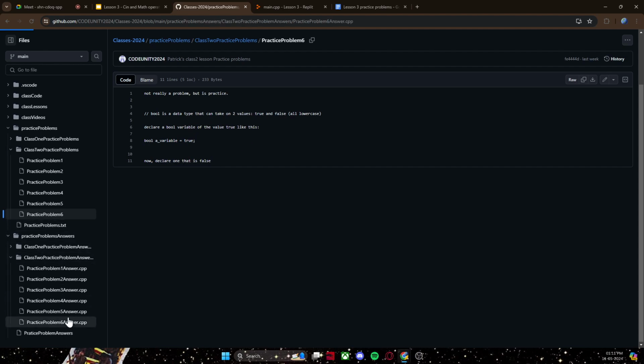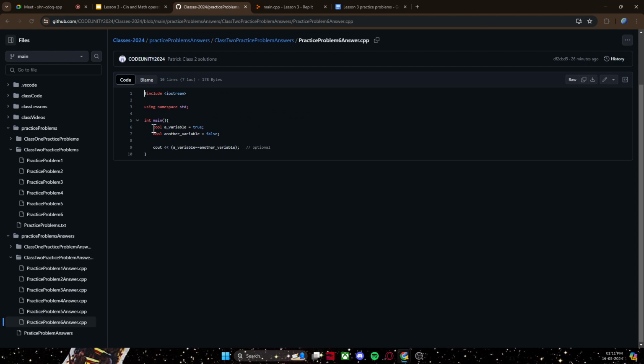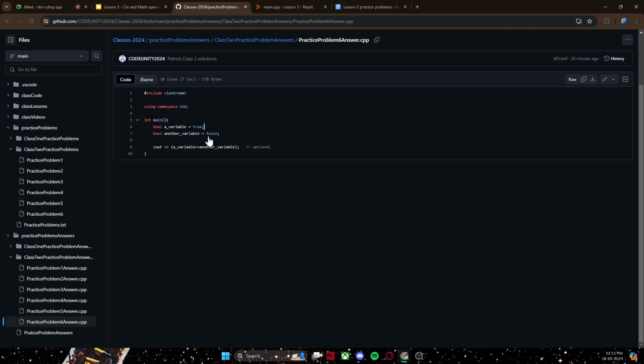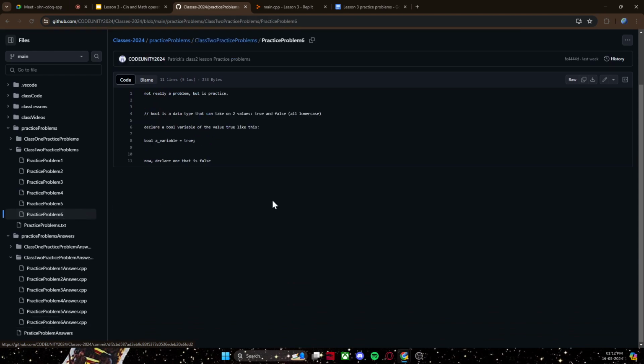So this one's pretty simple as well. Here we're declaring a Boolean of value true, and then another variable of value false. It's pretty basic, nothing too tricky. Alright, so those are the homework problems from last lesson. Does anyone have any questions about it, or could we move on to today's lesson?